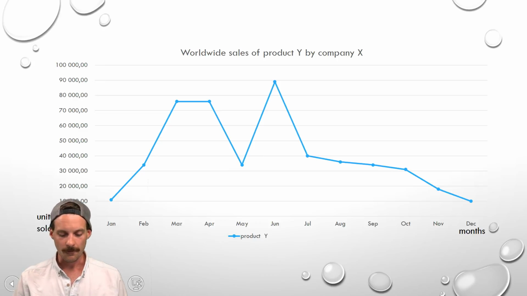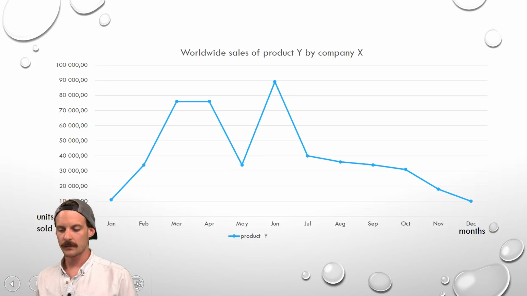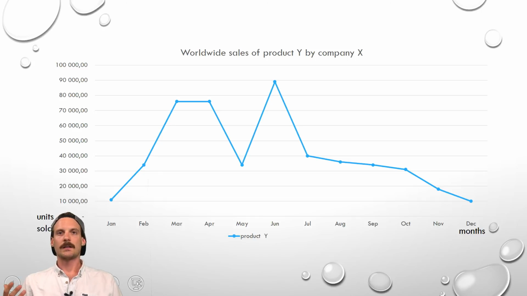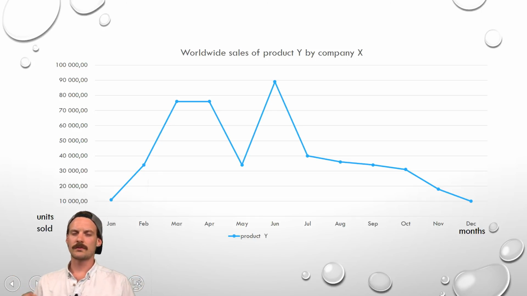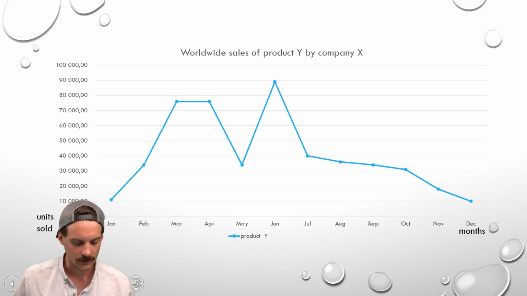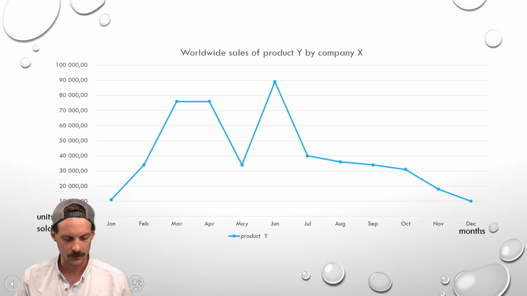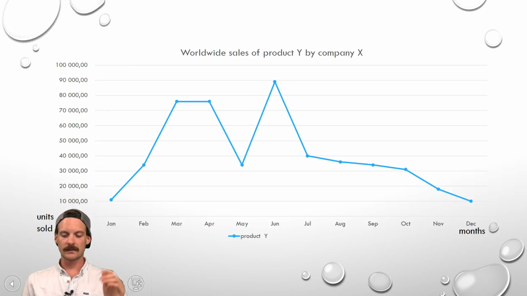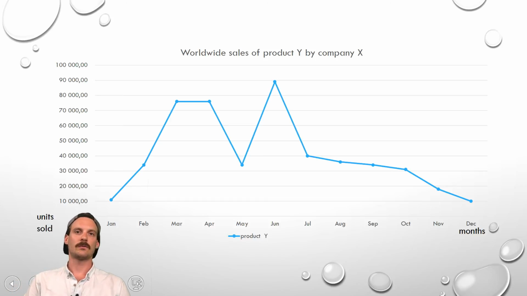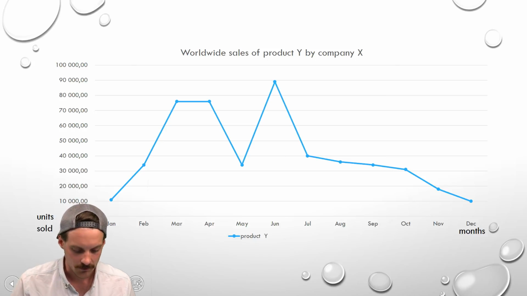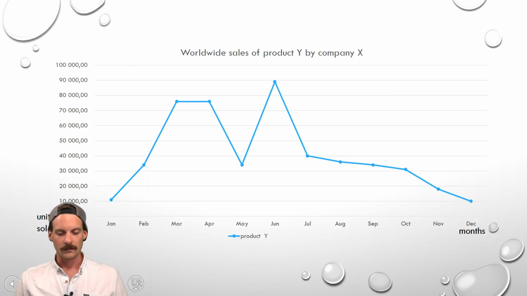And here we can start off, for example, with: sales rose in the first 2 months from, in this case, 10,000 to 76,000 sold units. Then, what do we see here? From March until April, there is a straight line. So, what vocabulary do we use for a straight line? Exactly. Remain stable or steady.